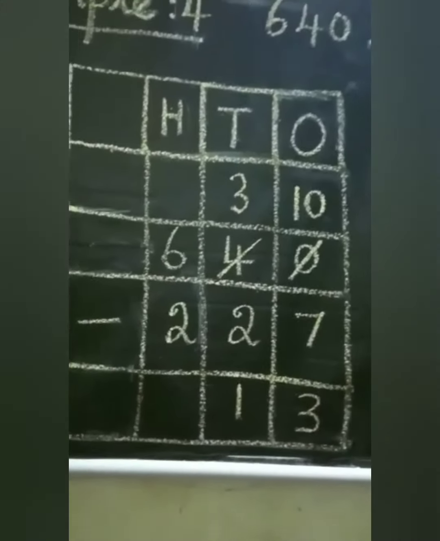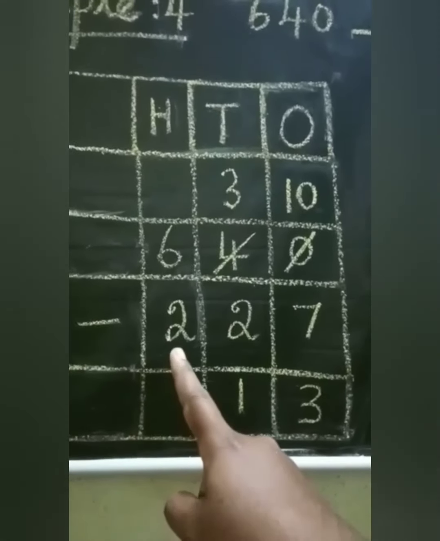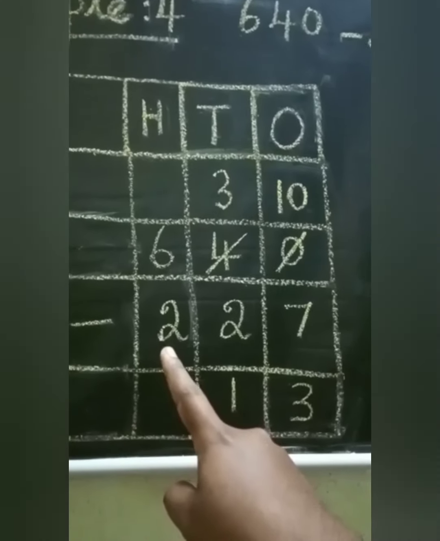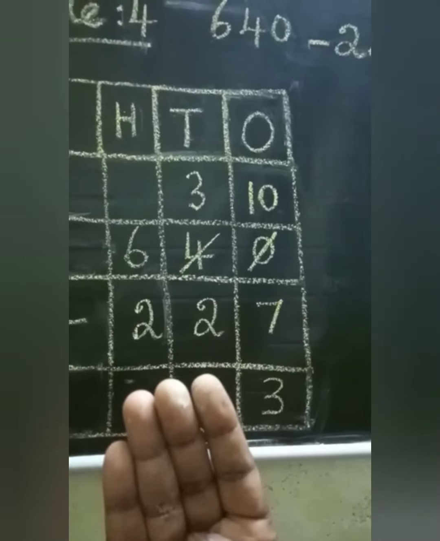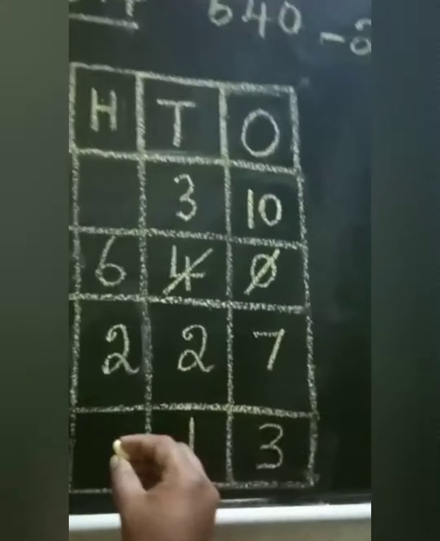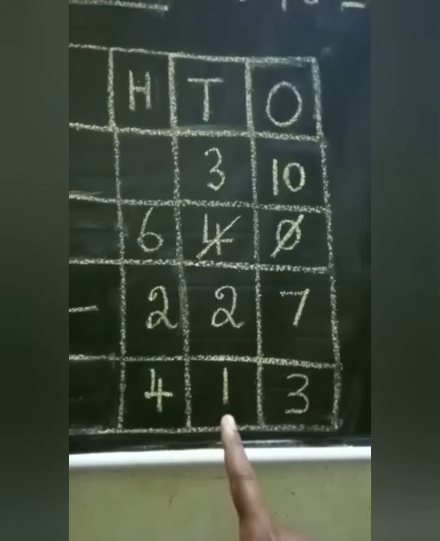Next 100's place, you have 6 and 2 at 100's place. So greatest number at top, 2 in mind. Take fingers up to getting 6. 2 after 3, 4, 5, 6. How many fingers? 4 fingers. So just you write 4 at down. So students, this is your final answer, 413.